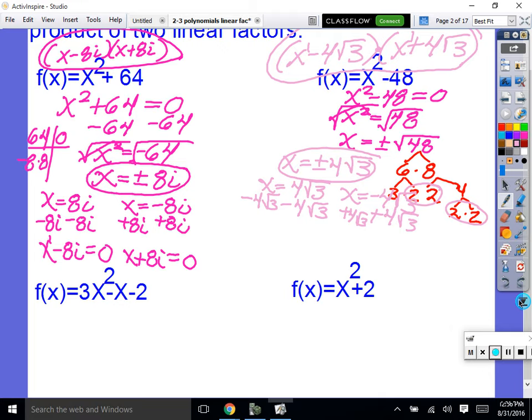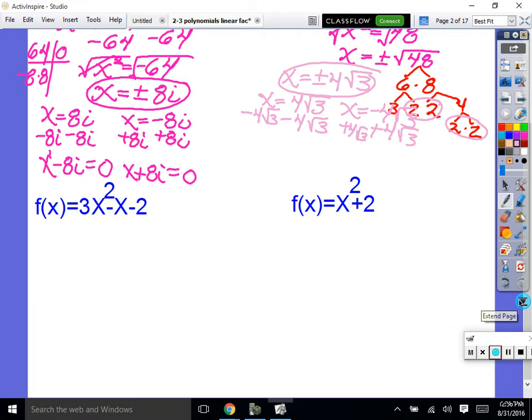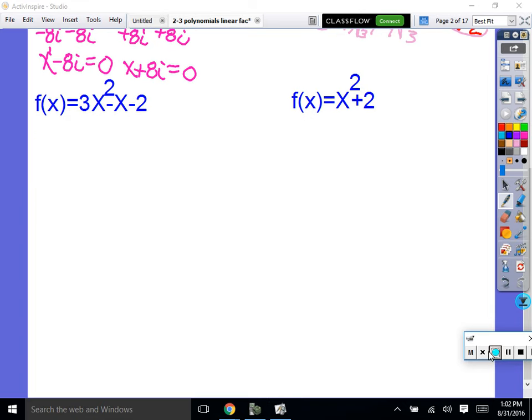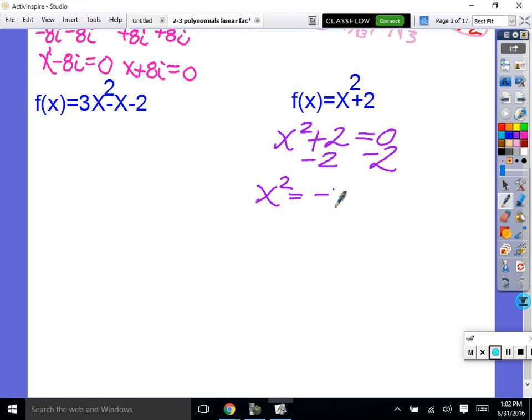Okay, I want you to try it. Go. Do this one. Go. On your whiteboard. All right, it's good. It's good to make mistakes because then we learn. So we know we set it equal to 0, right? A lot of you totally got this. Next, subtract 2. Most of you got this far. X squared is equal to -2. Square root it, right? Most of you got that far, right?